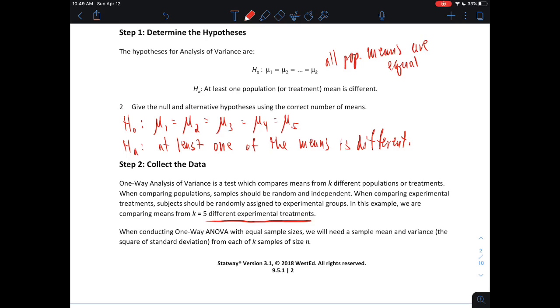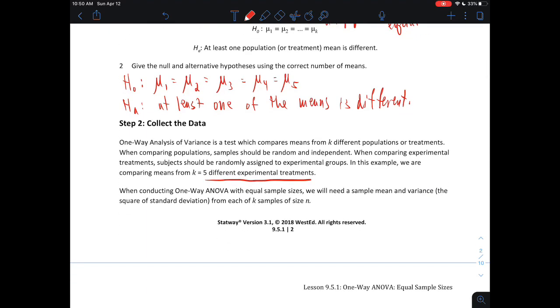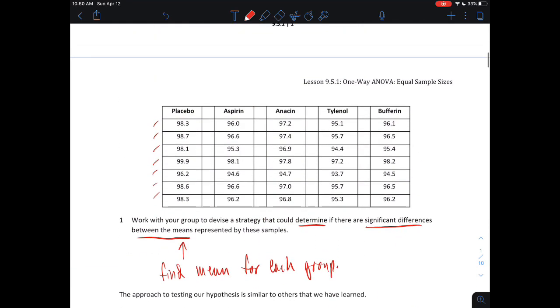When conducting one-way ANOVA with equal sample sizes, we will need a sample mean and variance, which again is the square of the standard deviation, from each of the k samples of size n. So again, just to reiterate, k is the number of samples, whereas n is the sample size. Here we have 5 columns, so that's k, and then we have 7 people in each column, that's n.